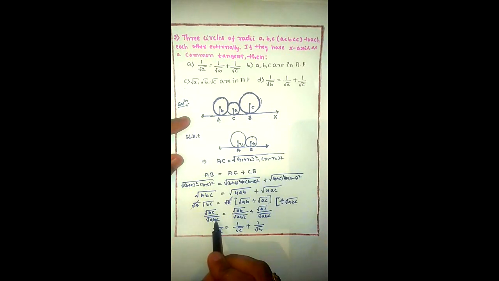So BC divided by square root of ABC is equal to square root of AB divided by square root of ABC plus square root of AC divided by square root of ABC. So here square root of BC cancels. So finally we get 1 by root A is equal to 1 by root C plus 1 by root B.